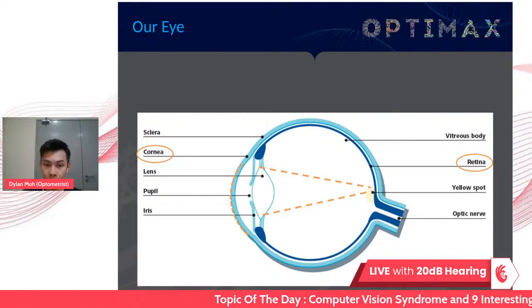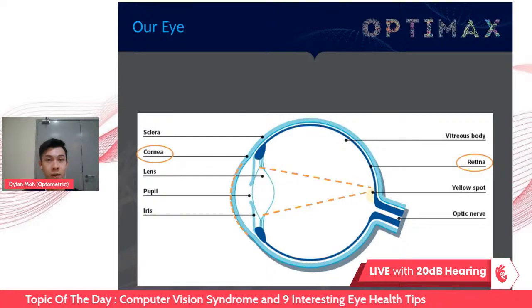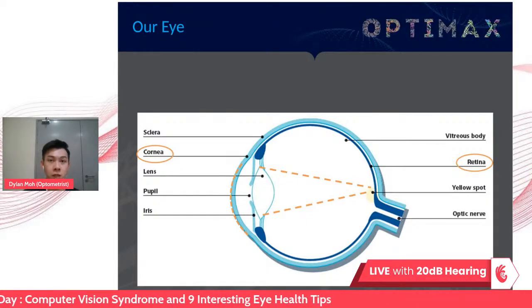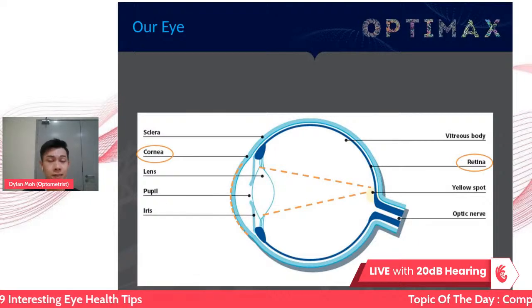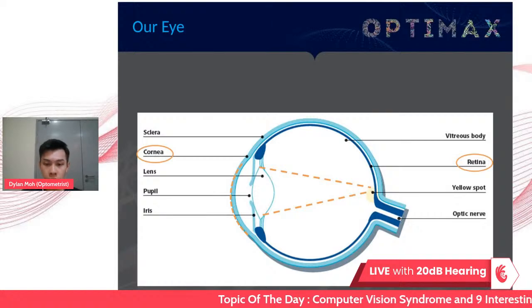So when the light falls on this retina layer, especially on this yellow spot, you can see the image very clear and sharp. But if the light is not falling on this retina or this yellow spot, you cannot see the image clearly.